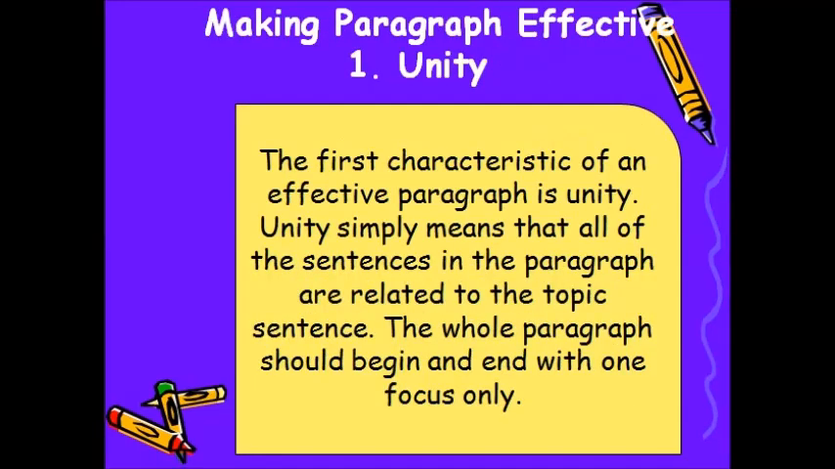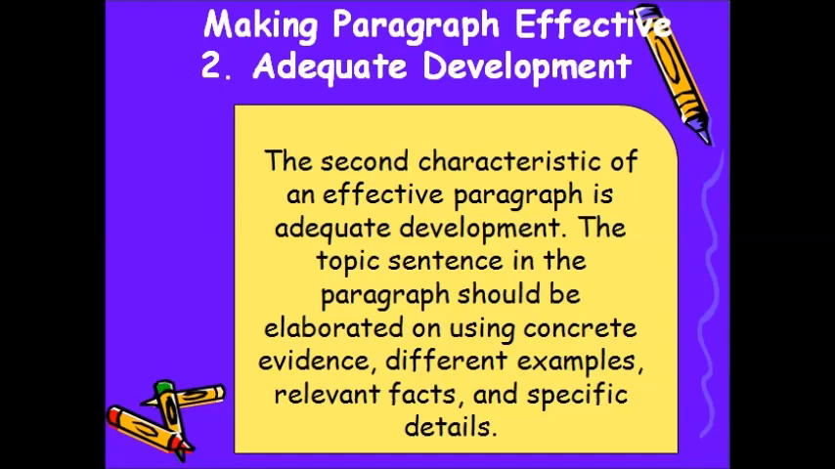There are three characteristics for writing an effective paragraph. The first characteristic of an effective paragraph is unity. Unity simply means that all of the sentences in the paragraph are related to the topic sentence. The whole paragraph should begin and end with one focus only. The second characteristic of an effective paragraph is adequate development. The topic sentence in the paragraph should be elaborated on using concrete evidence, different examples, relevant facts, and specific details.